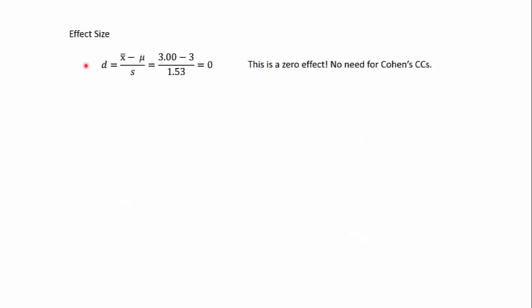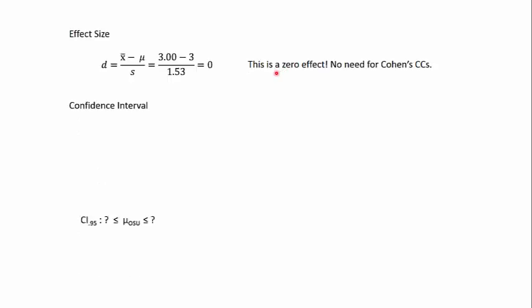We then go ahead and compute our effect size. We'll plug and chug through the formula here. 3.00, our sample mean, minus the expected mean, divided by the standard deviation we obtained from our calculators. And that, again, gives us 0 because of the numerator here. So this is a 0 effect. There's really no need for Cohen's conventions here. The two means were exactly equal.